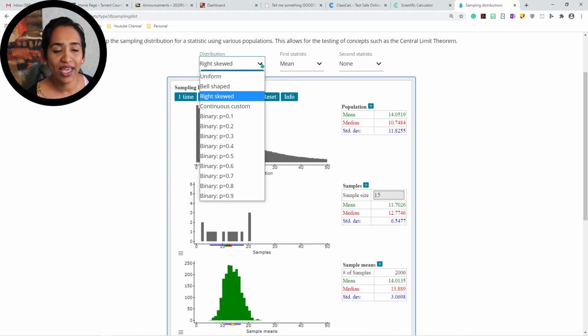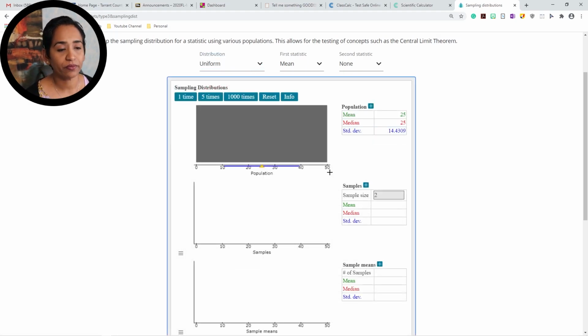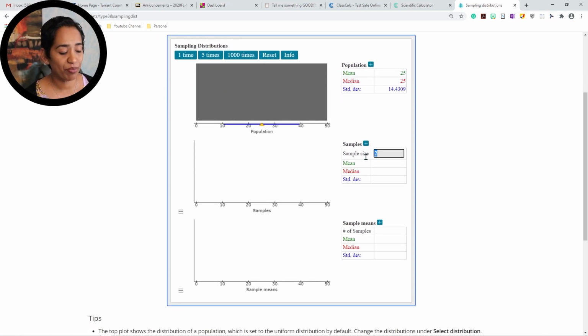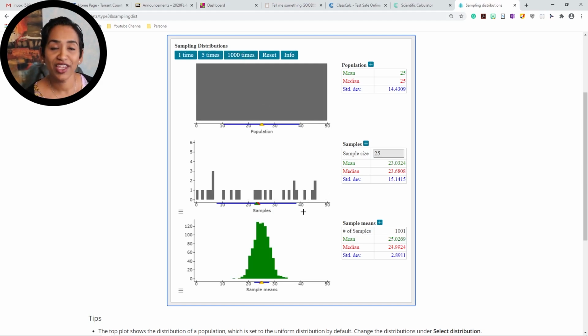Now let's take a uniform distribution. It's all straight. Again, I'm going to take a sample size of 25, let's say. I'm going to take it once. So I took one sample. Look at the green one. I have a mean. I don't want to take it just once. I want to use the central limit theorem and take it multiple times. So let me take this 1,000 times. There you go. As soon as I click 1,000, the graph automatically becomes a bell-shaped curve.